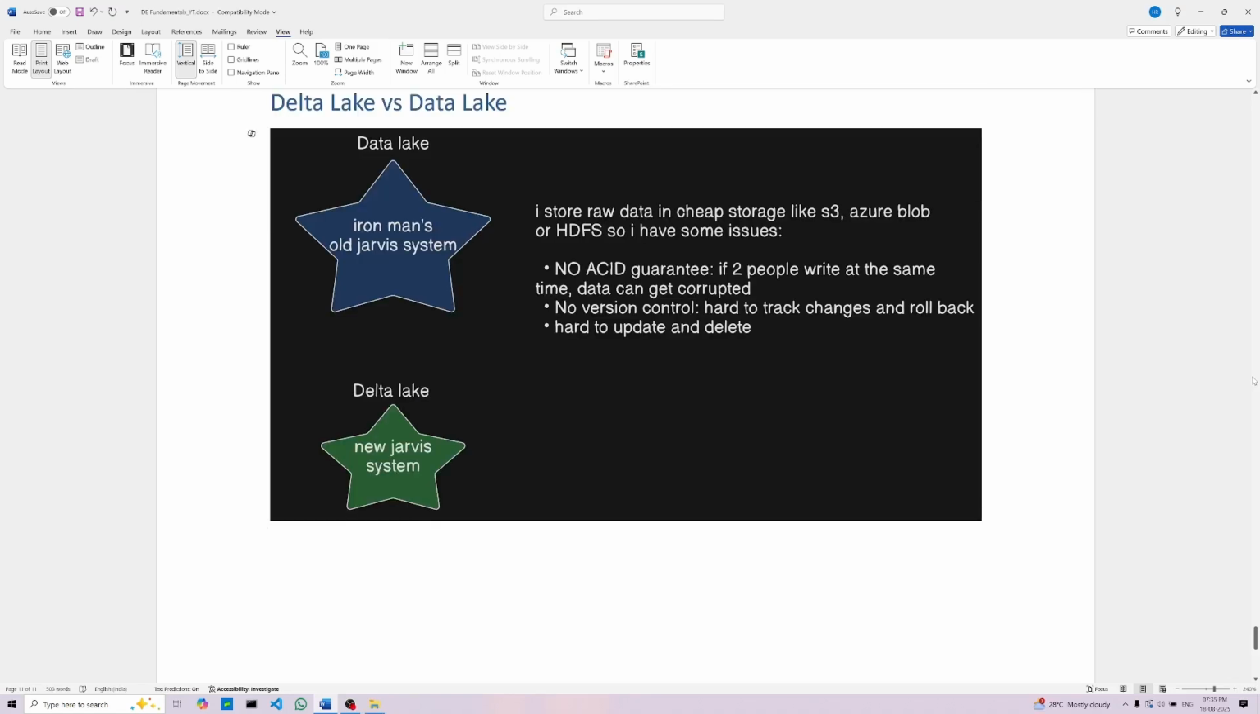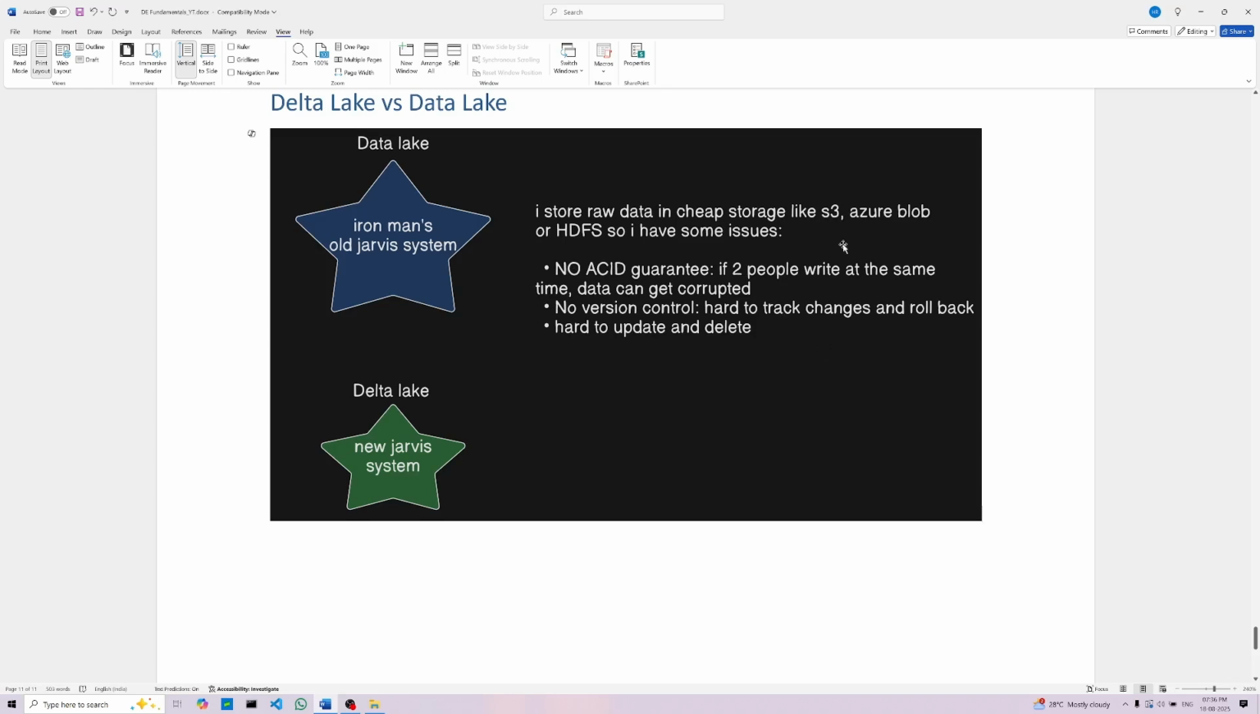So next is Delta Lake versus Data Lake. Let's take an example of Iron Man's Jarvis system. If you have watched that movie, you must remember that. The old Jarvis system says, I store raw data in cheap storage like S3, Azure Blob and HDFS. So it's going to have a couple of issues.